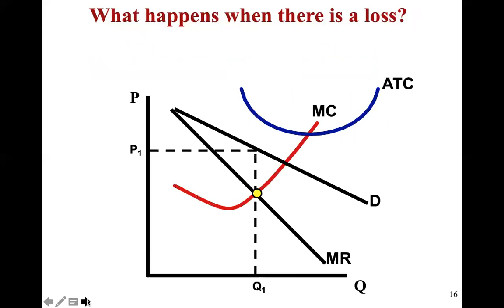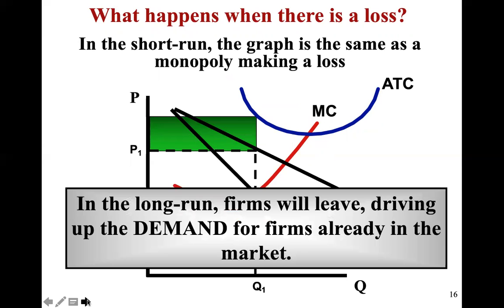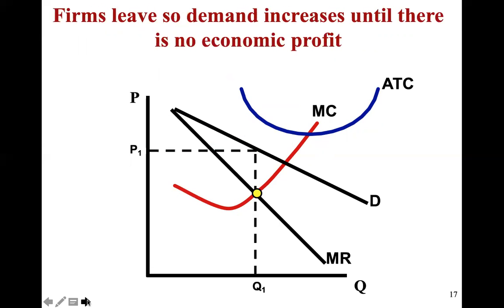Let's visually look at the graph for the scenario where there is a loss. Taking a look at this, you should by now be really able to spot really quickly that this firm would be earning a loss equal to that green rectangle right there. This is a monopolistically competitive firm earning a loss in the short run. What's going to happen in the long run? Firms are going to leave the industry until our demand has increased enough where we are earning zero economic profit. So in the long run, firms are going to leave, driving up our demand. Our demand's also going to become more inelastic because we're losing substitutes as other firms leave.